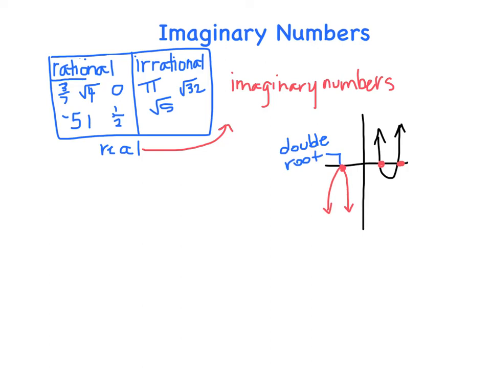But what if I had a quadratic that looked like this? Will it ever hit the x-axis? Or like this? Would that ever hit the x-axis? Those are never going to hit the x-axis. So you would think that they don't have a solution. Well, they do. They have imaginary solutions. So these two right here have imaginary solutions.